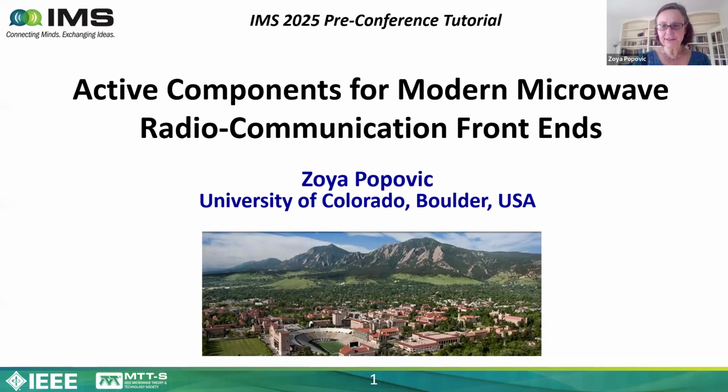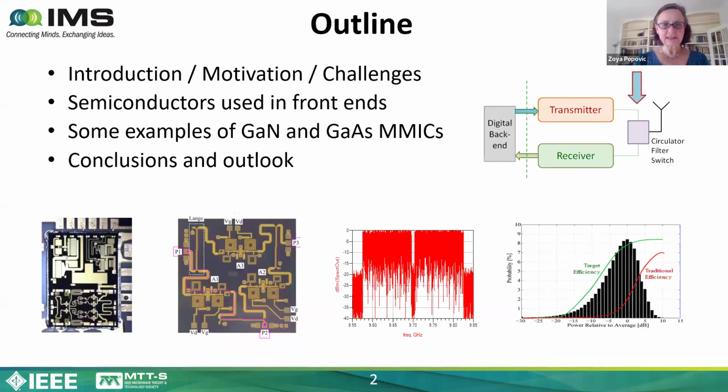The outline of the talk is relatively simple. We're going to go through an introduction and then some motivation. I'll tell you about semiconductors used in front ends and give some examples of gallium nitride and gallium arsenide ICs. And then we'll finally conclude and maybe give a little bit of an outlook of what's next.